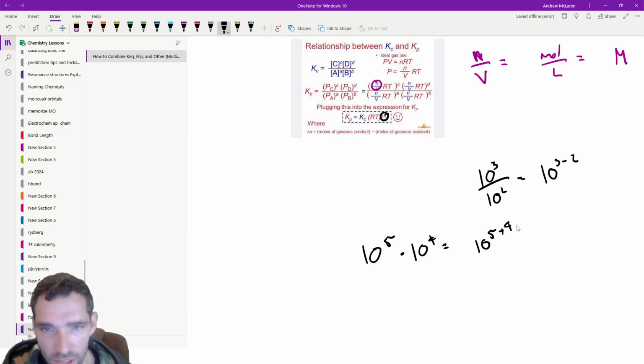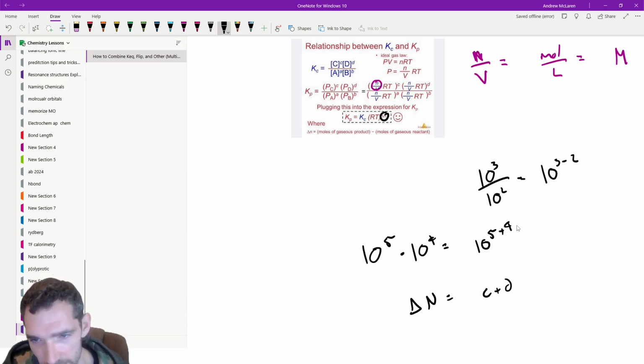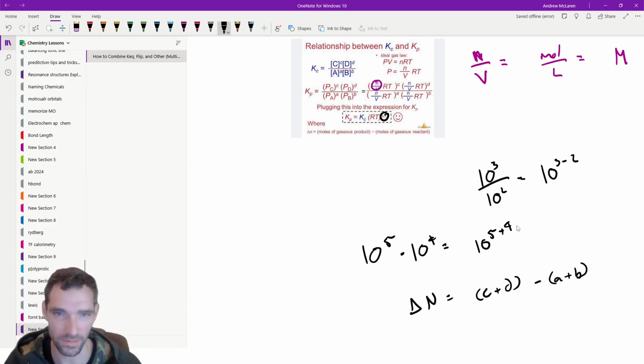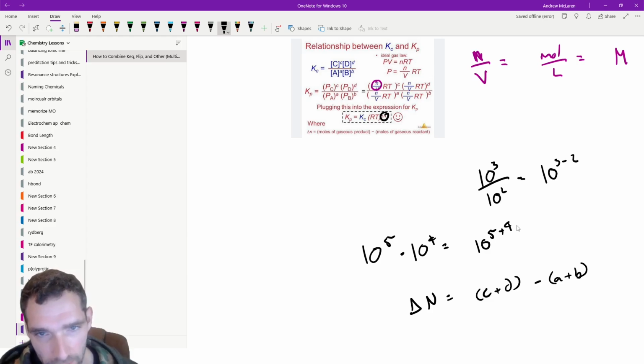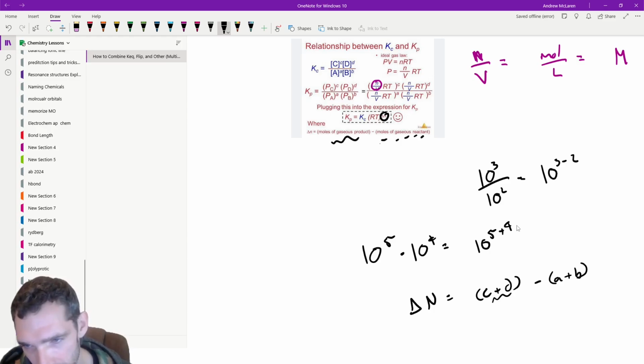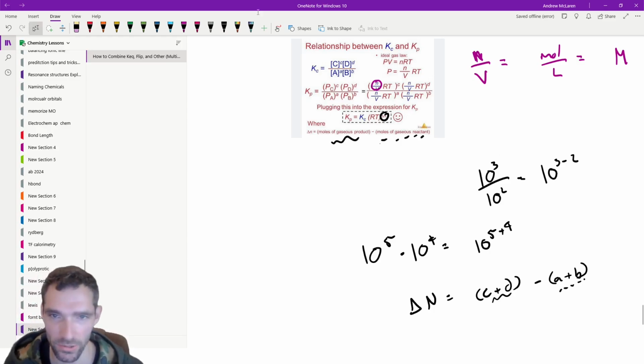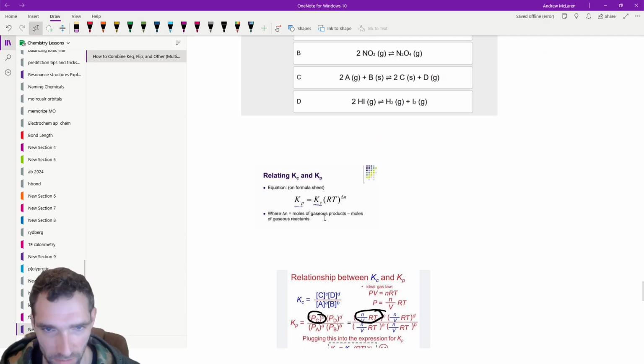So this change in n is looking at the C and D, A and B relationship. So you've got C plus D minus the A plus B. In other words, how have we changed the moles? Is there more moles of the product, or is there more moles of our reactant? And that should change our overall relationship.